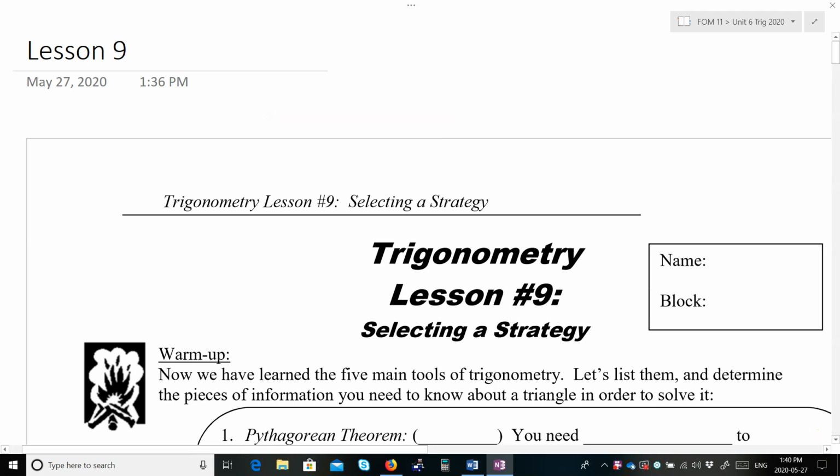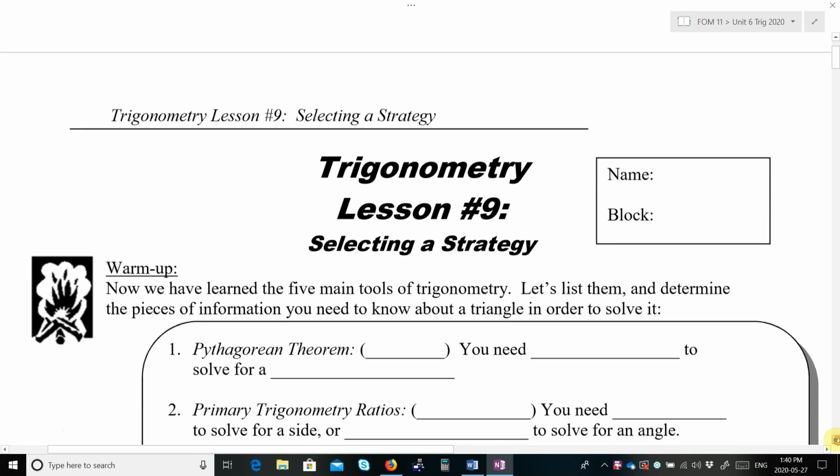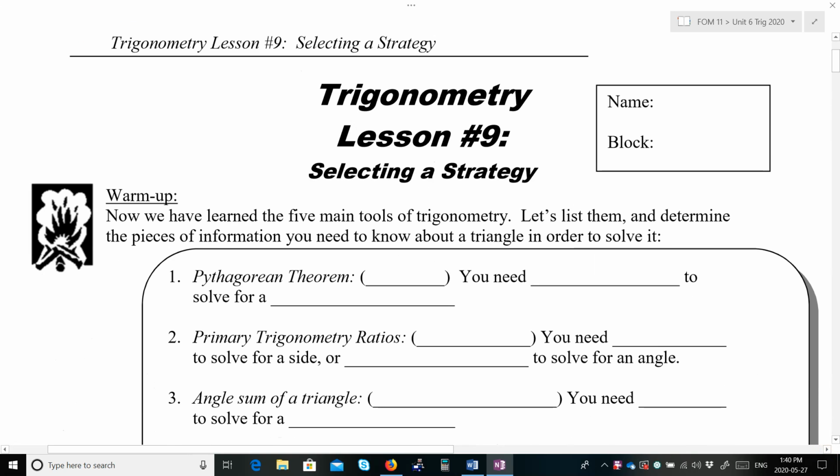This is actually our last lesson in trigonometry, which means I will be sending you a unit test soon that you can do at home, open book, and then take pictures and send back to me. But before we get to that, we have this one final lesson to do. It's called Selecting a Strategy. I am going to call mine answer key. And it goes like this.